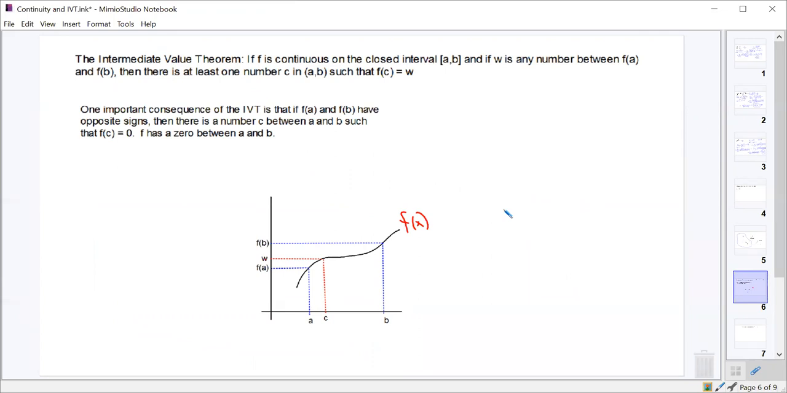It says if I have a function that's continuous on a closed interval from A to B, and I choose some number, we'll call that number W, and W happens to be between f of A and f of B, then I know that somewhere between A and B, there is an x value that when I plug it into my function gives me W.